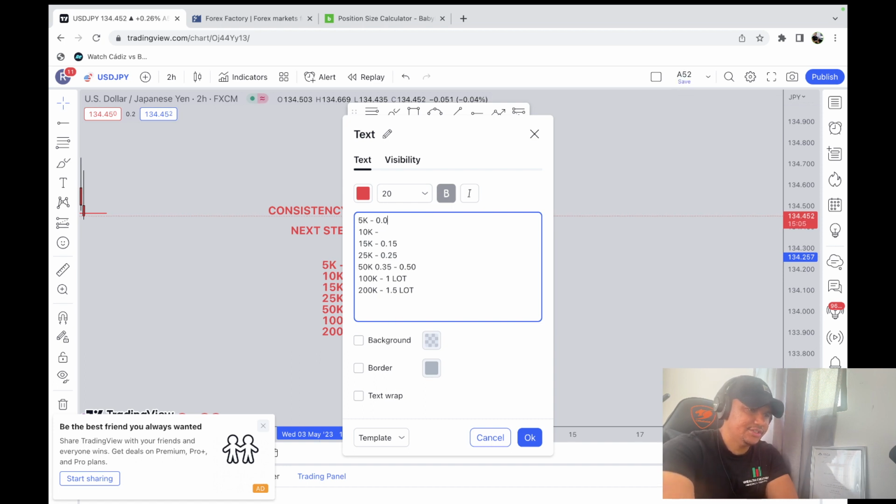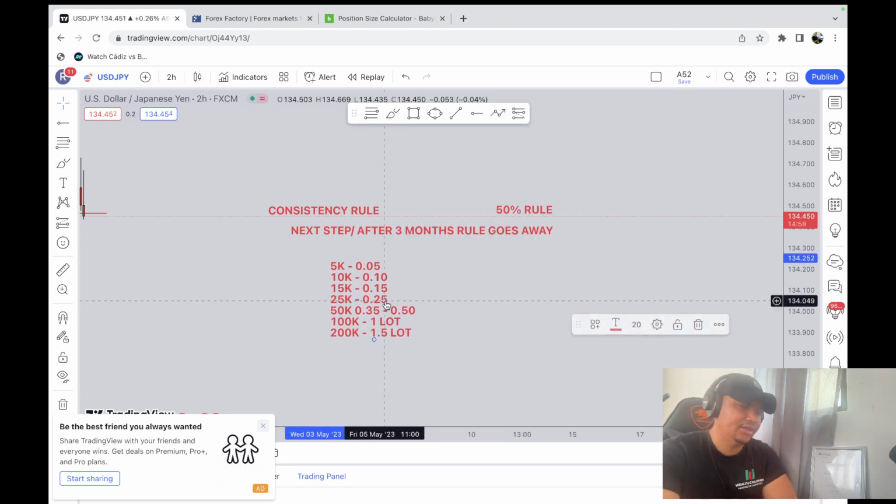We will go with this one. We will go 0.05. This one, we're going to go 0.10. Now, a lot of you are probably sitting there going, yeah, but I won't be able to make a lot of money with this method. It's going to take me a while.